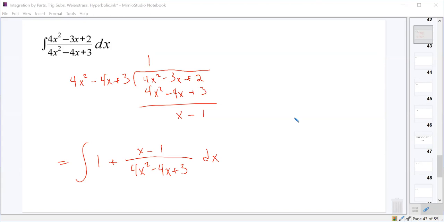Okay. First piece of that's really easy to deal with, right? The integral of the 1 is just x. So we got x plus the integral of x minus 1 over this whole mess, 4x squared minus 4x plus 3. Anybody have a good idea on how we're going to deal with that 4x squared minus 4x plus 3?